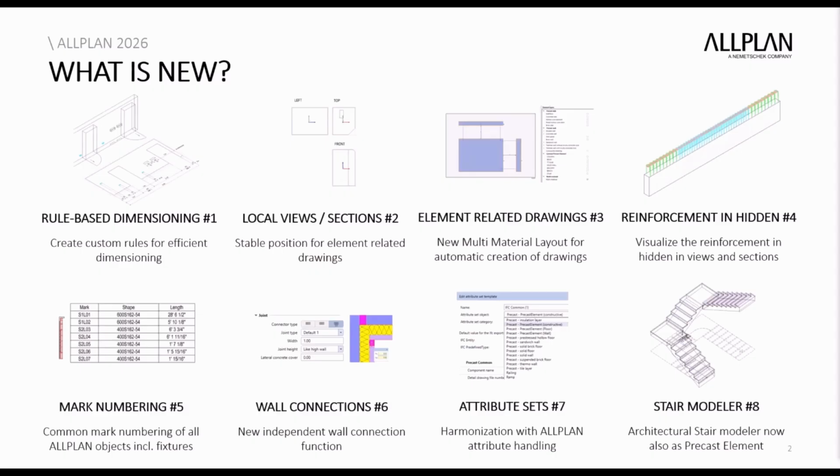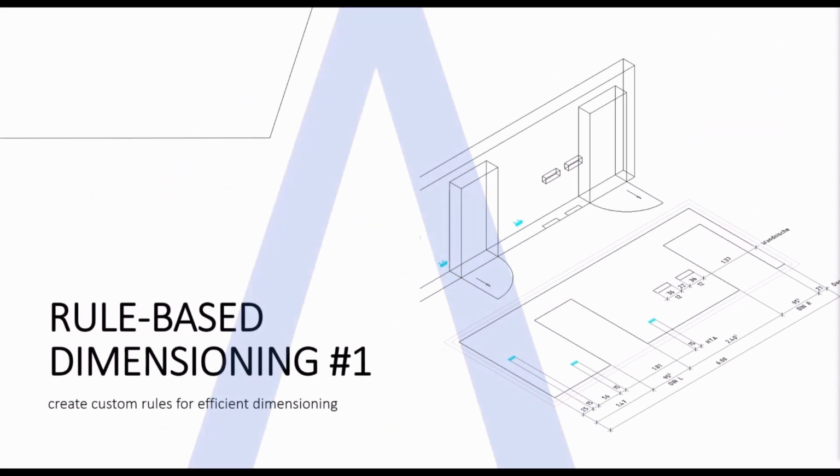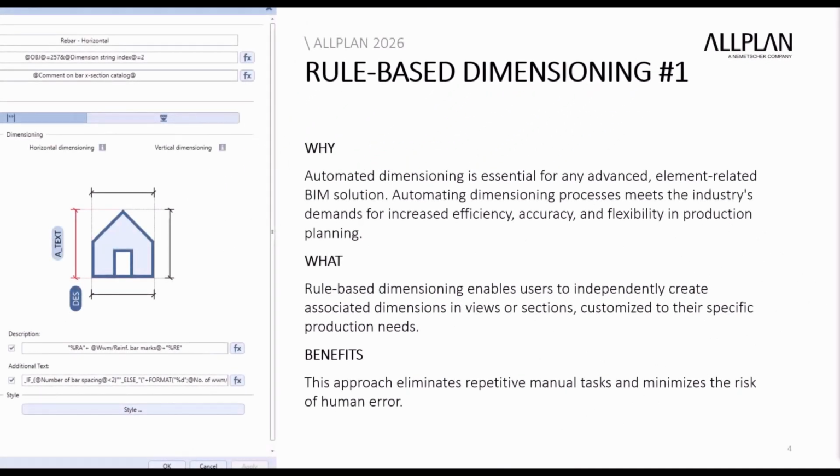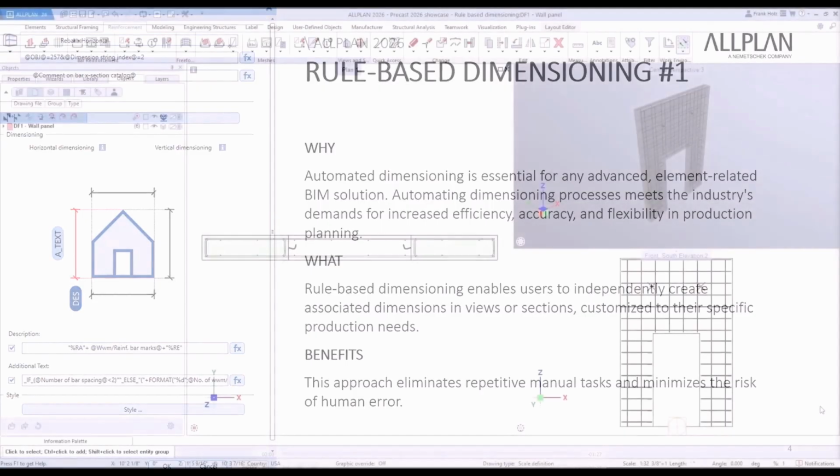I'm proud to present what I think is the most exciting new feature of ALLPLAN 2026, rule-based dimensioning. This new system is our first leap forward in the automatic associative dimensioning realm. In years past, you've had to create rules for each view on a view-by-view basis. In our new system, you can create individual rules that then can be applied to any view or section, and currently they can be applied to the new element layout and eventually to the layout plans.